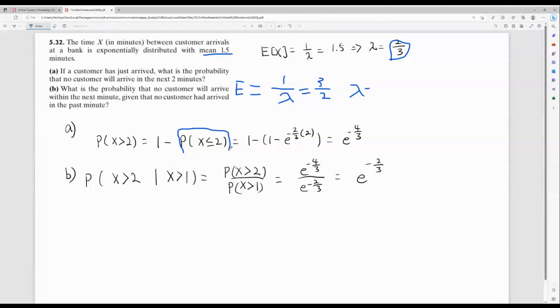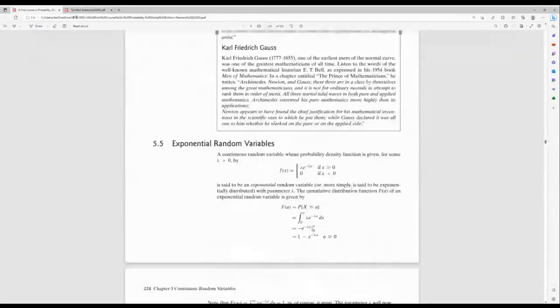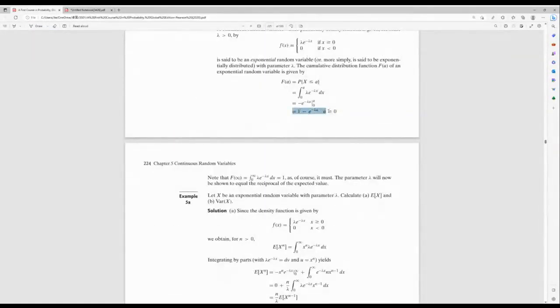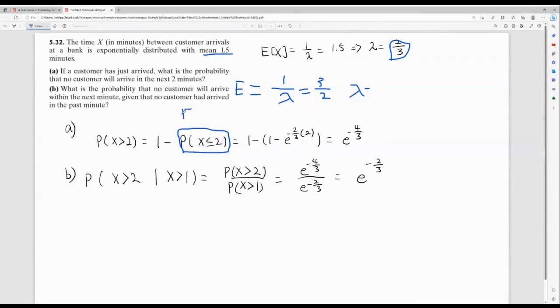And for this, we just plug in. So we have F of 2 equal to 1 minus e to the negative lambda times 2, and lambda is 2/3. And at the end we got this.